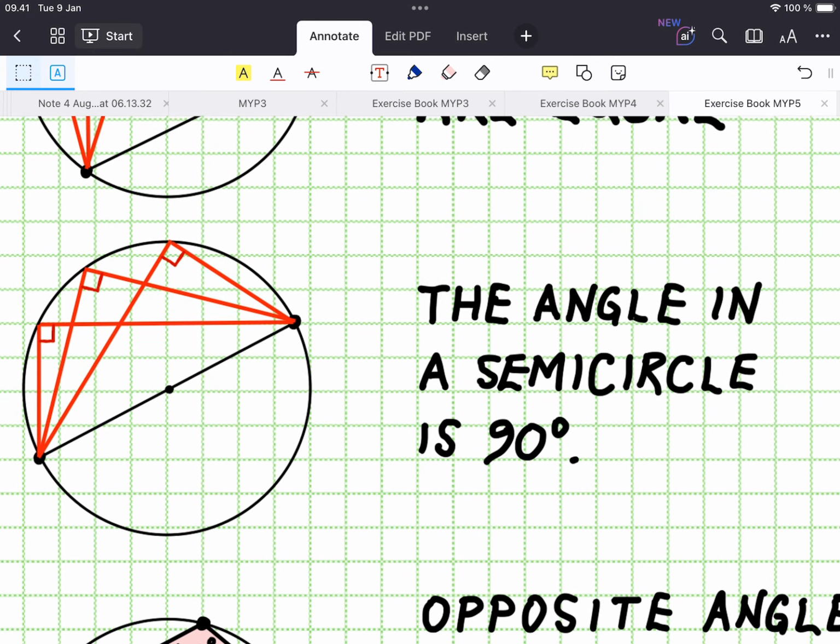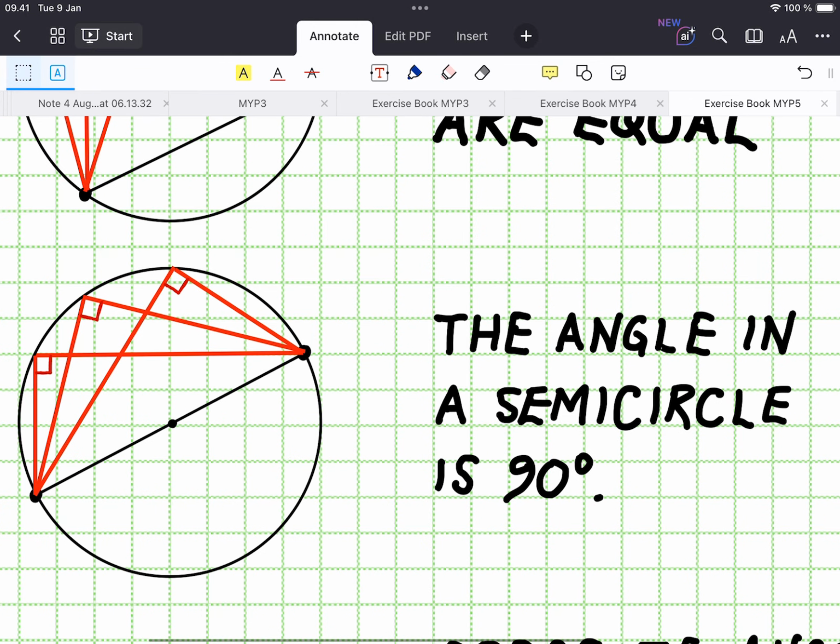So once again, make that a neat note in your exercise book. The angle in a semicircle is 90 degrees. A neat note with the appropriate diagram in neat, please.